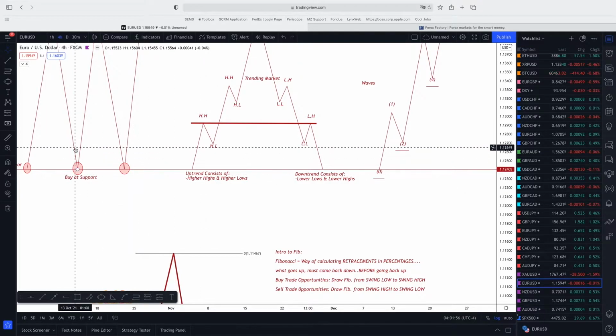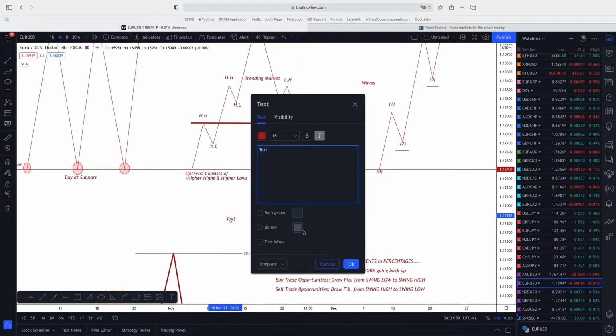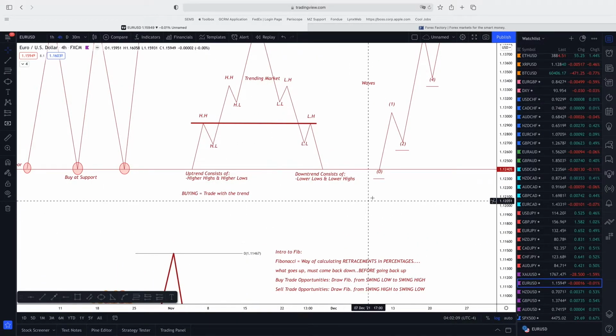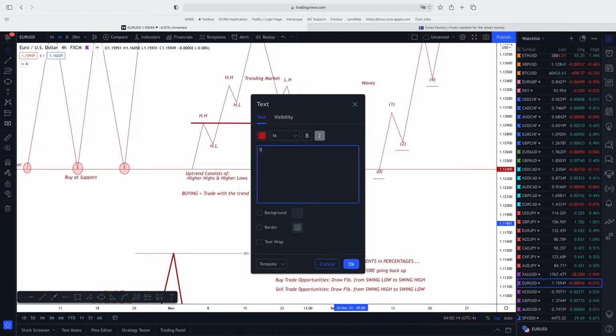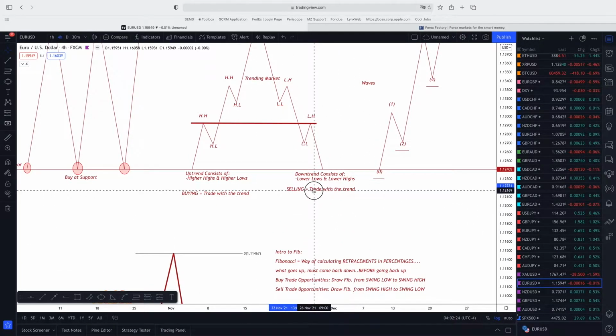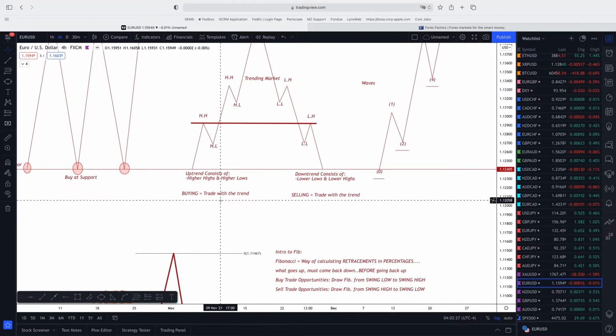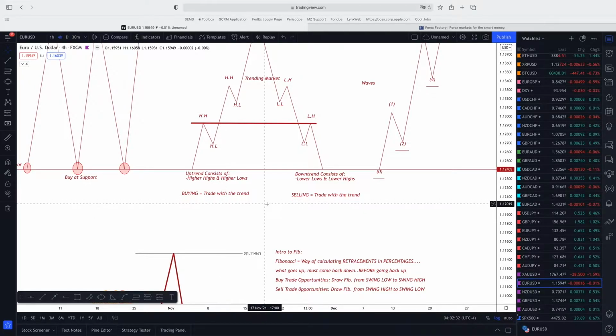When you are trading an uptrending market, you are buying because you want to trade with the trend. And when you are downtrending, you want to be selling in order to trade with the trend. So when the market is uptrending, you're looking for buys. When the market is downtrending, you are looking for sells.